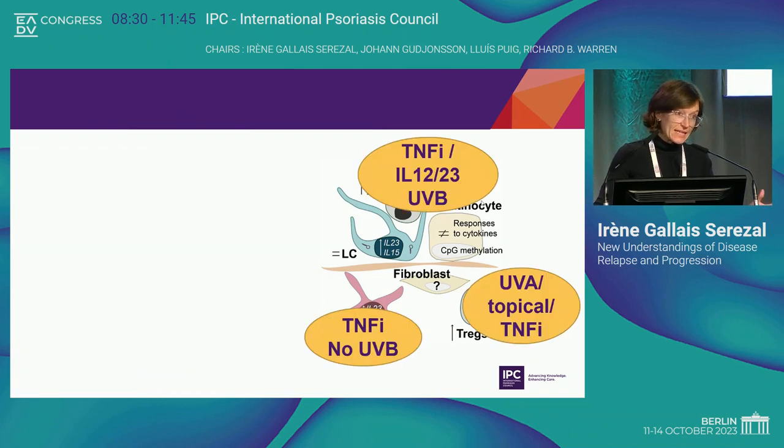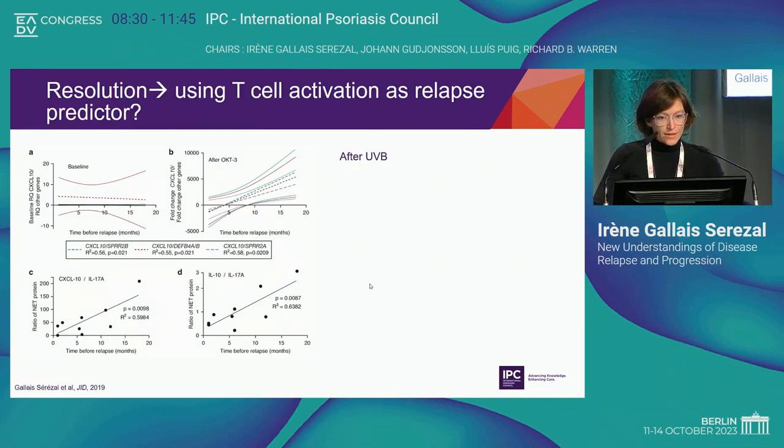But again, what we know about this topic comes from treated skin mostly, and from different treatments. So it's difficult to draw conclusions and extrapolate to all resolved skin. And also, we are interested in resolved skin because we want it to stay resolved and not get the disease again. So how can we use this knowledge about this disease memory? So we tried some years ago to use these memory T cells in the epidermis as relapse predictors.